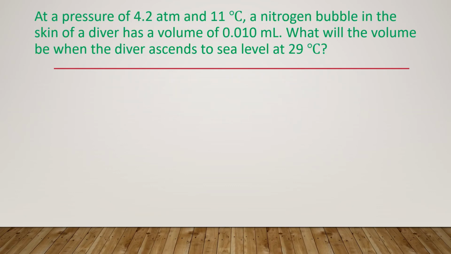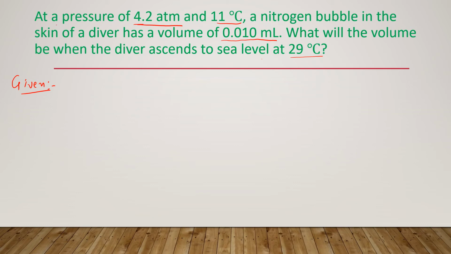Let's apply the combined gas law to solve this problem. At a pressure of 4.2 atmospheres and 11 degrees Celsius, a nitrogen bubble in the skin of a diver has a volume of 0.01 ml. What will the volume be when the diver ascends to sea level at 29 degrees Celsius? So it's a long statement. So let's find what values are given to us.